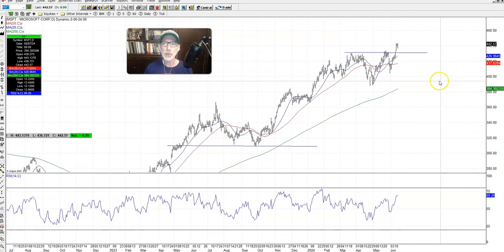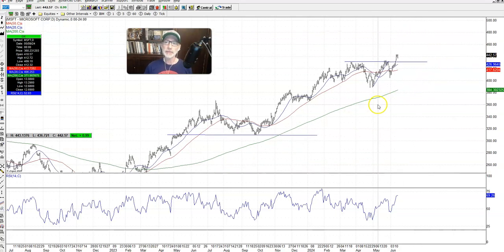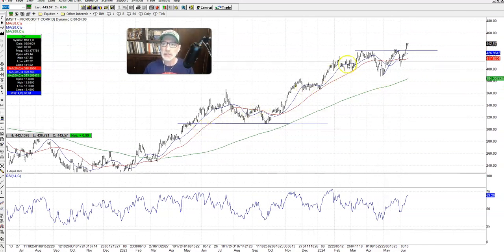So now it becomes support. On the way down, this line now becomes support. So if it comes back down, it should bounce off of here and continue on its next leg higher. Microsoft doing great. Just keeps going up.